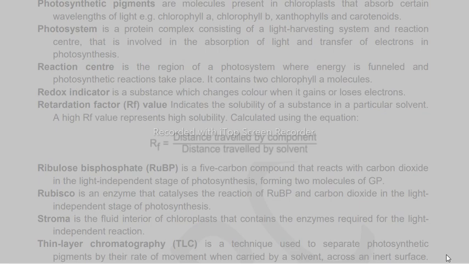Photosynthetic pigments are molecules present in chloroplasts that absorb certain wavelengths of light, e.g. chlorophyll a, chlorophyll b, xanthophylls and carotenoids. Photosystem is a protein complex consisting of a light harvesting system and reaction center that is involved in the absorption of light and transfer of electrons in photosynthesis. Reaction center is the region of a photosystem where energy is funneled and photosynthetic reactions take place. It contains two chlorophyll molecules.